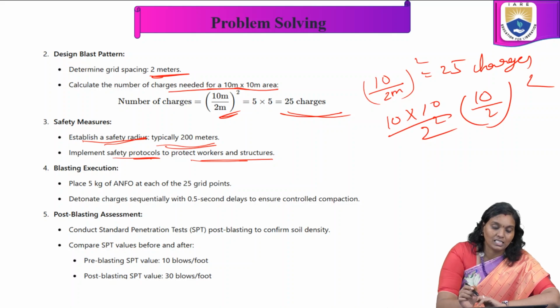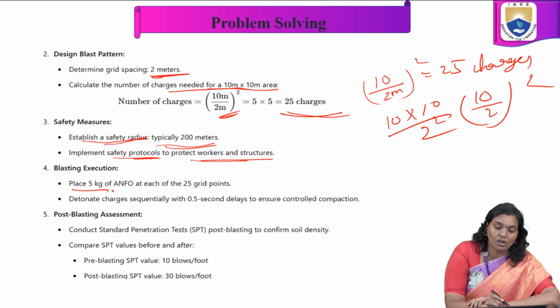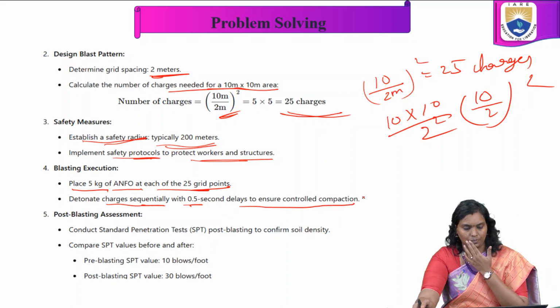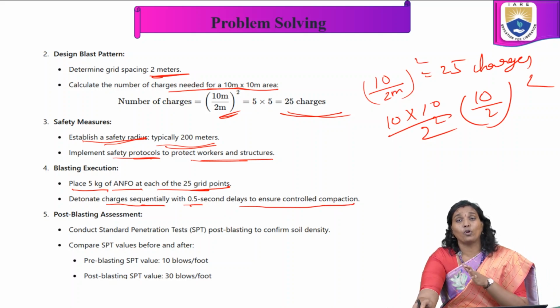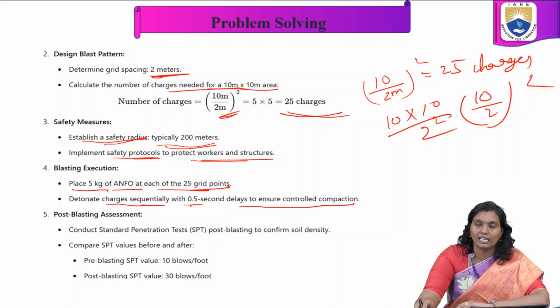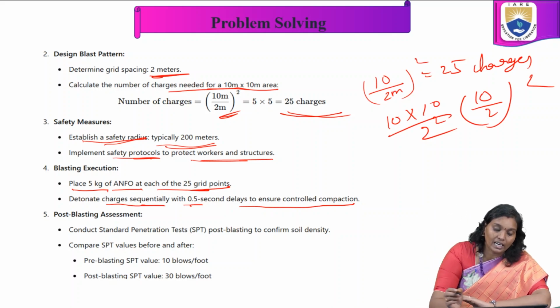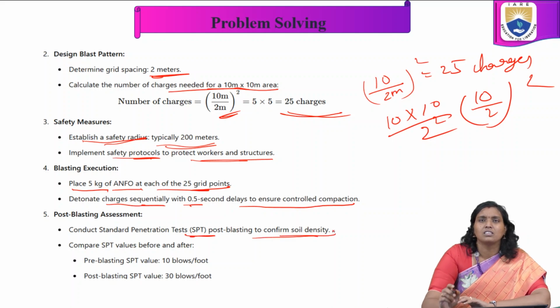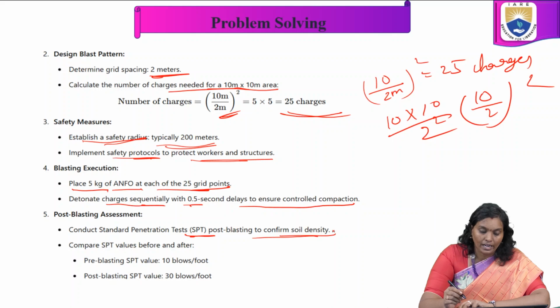In the blasting execution, place 5 kg of ANFO at each of the 25 grid points. Detonate the charges sequentially with 0.5 second delays to ensure controlled compaction. Then comes the post-blasting assessment. In the blasting process, we have to understand the assessment. Conduct the standard penetration test post-blasting to confirm the soil density, and compare SPT values before and after.